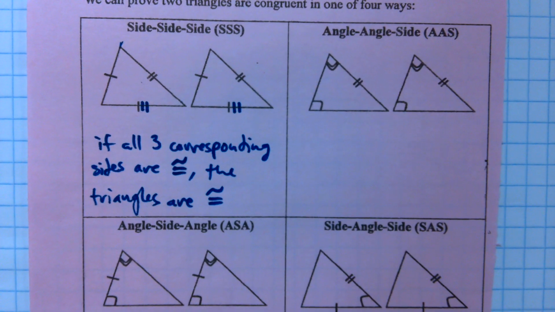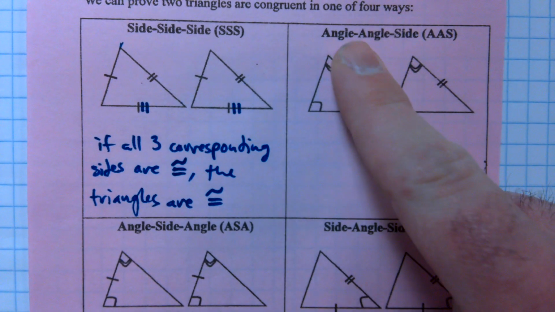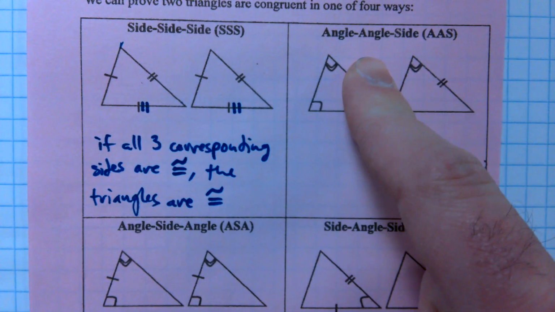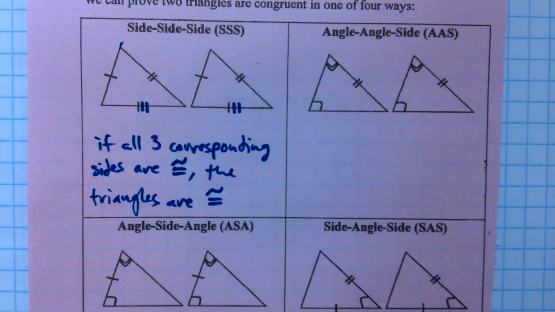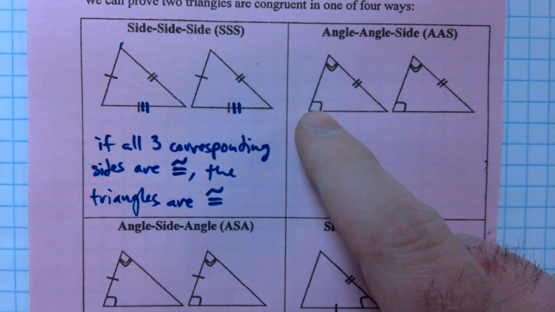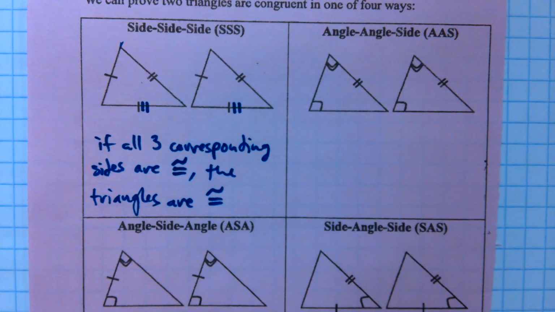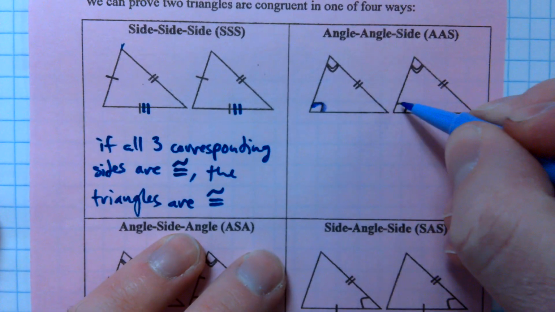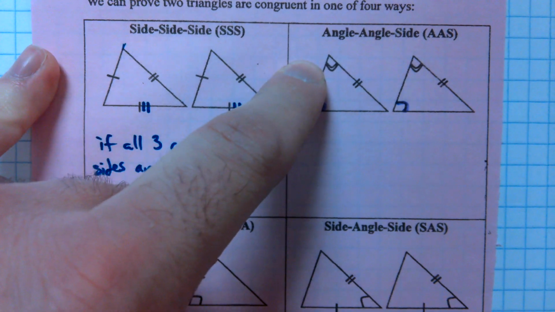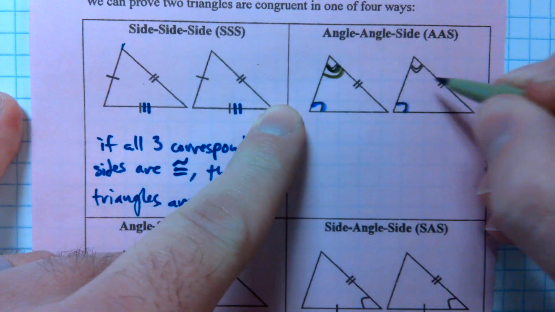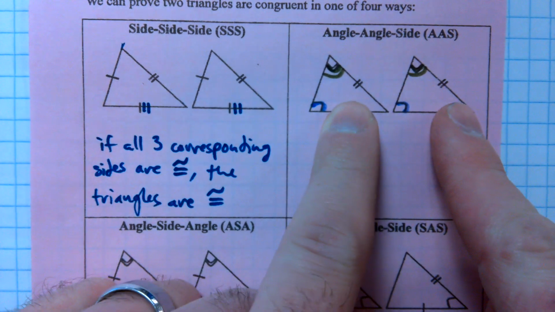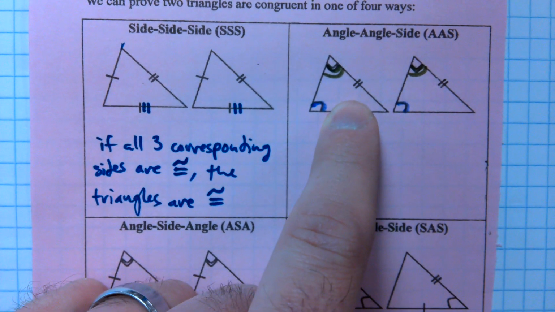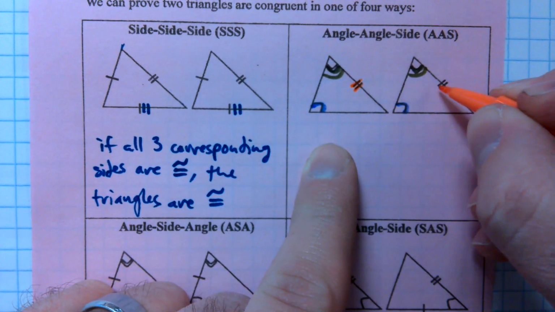The next method we have is angle, angle, side. Everybody say angle, angle, side. What's the abbreviation for that one? AAS. So this says I've got this bottom left angle. Those are congruent. I've got this top angle that's congruent. And I've got this side length that's congruent.